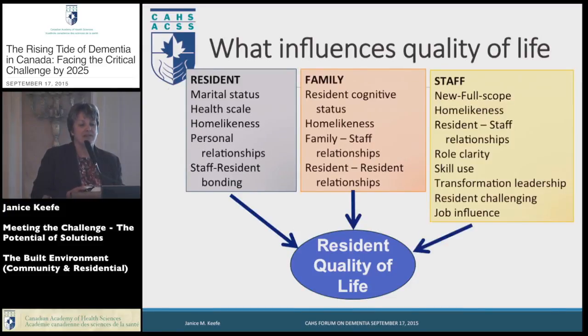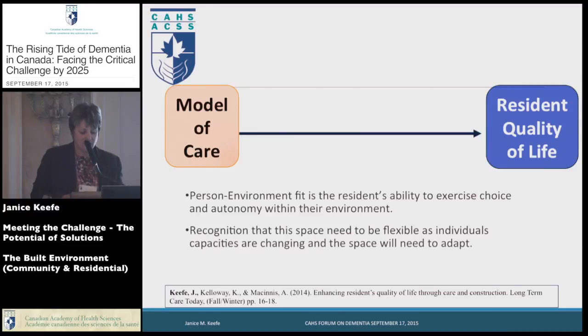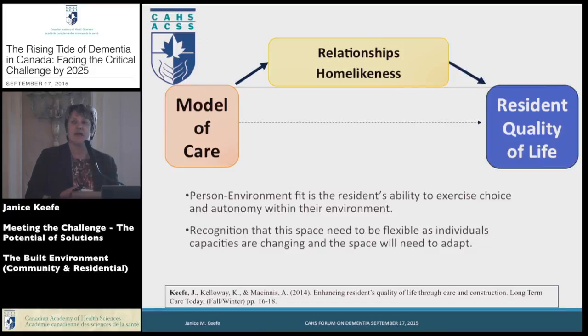So while we thought that our model of care was going to influence resident quality of life, when we included the other levels of characteristics in our model, we found that it was between relationships and home likeness, so that the model of care, or the physical design and the staffing model, worked to help develop these better relationships and home likeness to enable better resident quality of life. When we looked at the family, this was certainly more about the physical space, while for the resident and the staff, it was much more likely to be about the relationships.